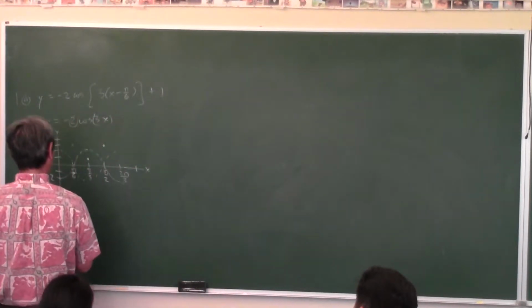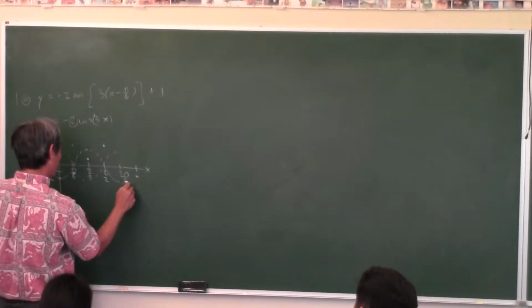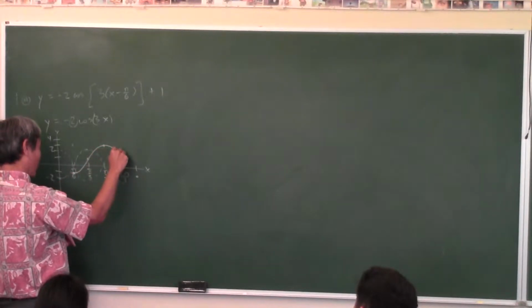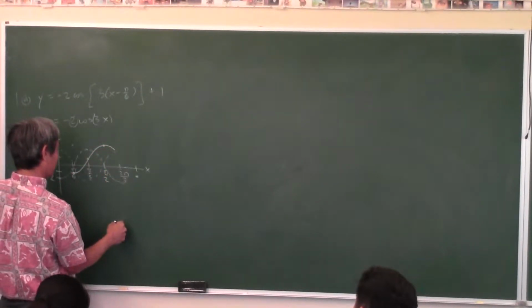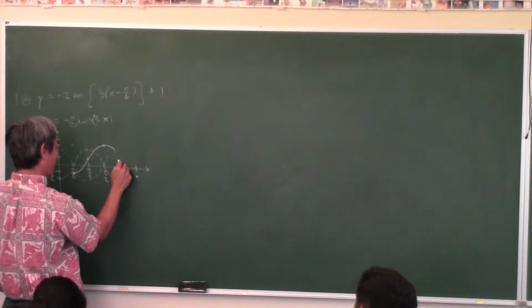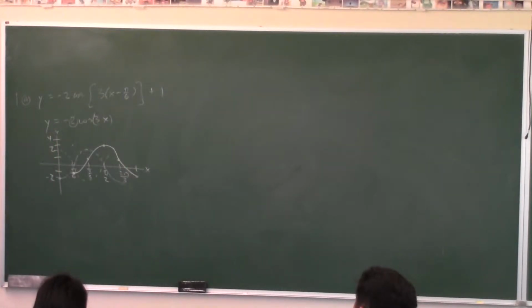Okay, anyway, I forgot what I was doing. So here's the point. You go pi over 6 to the right and 1 up, and then you connect the dots. Where's the point over here? Did I miss one point? Yeah, I missed this one. Pi over 6 to the right, 1 up. And there you go. That's one period.